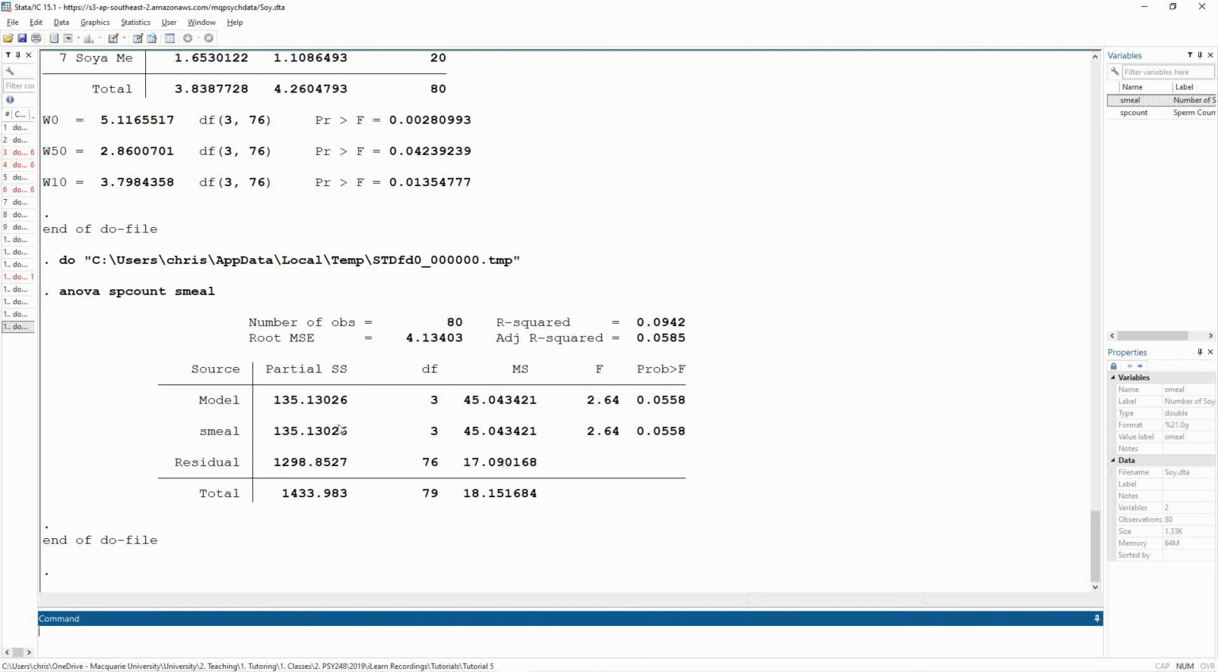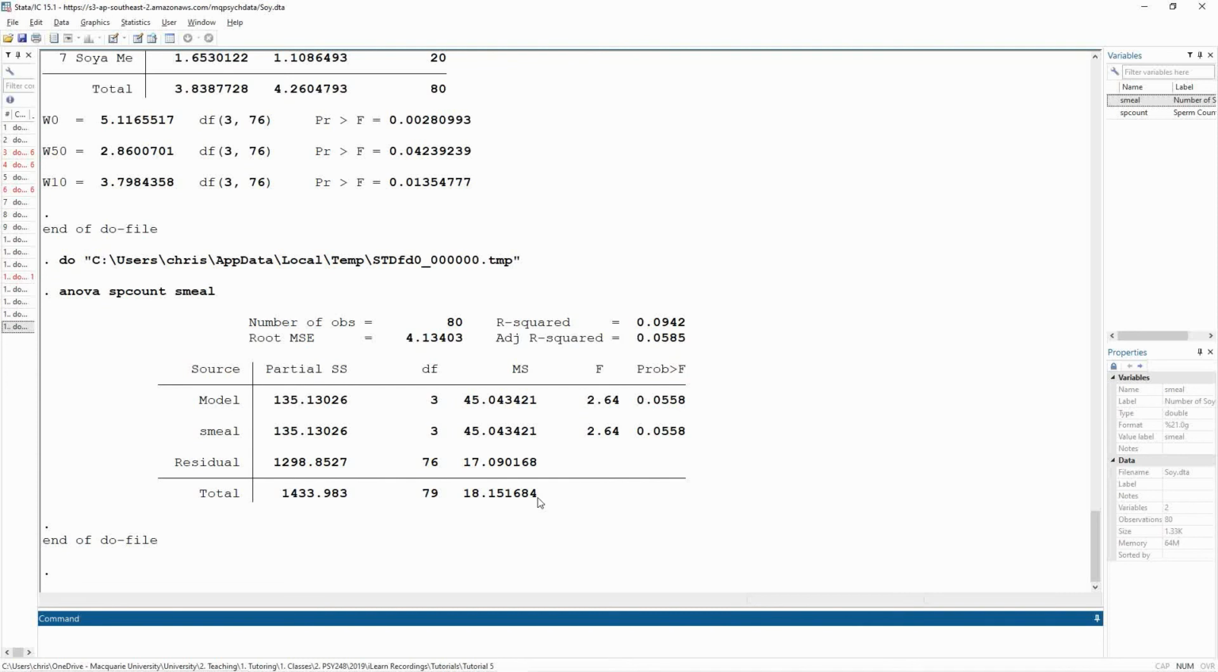Now, I said before that if I add my two sums of squares for my IV and my residual, I get my total. This is true of my degrees of freedom. I can always add these two and get my total, which means I only need to know 2 of these scores to know the third. The same cannot be said for mean sums of squares for this column here. If I add 45 and 17, I most certainly do not get 18.